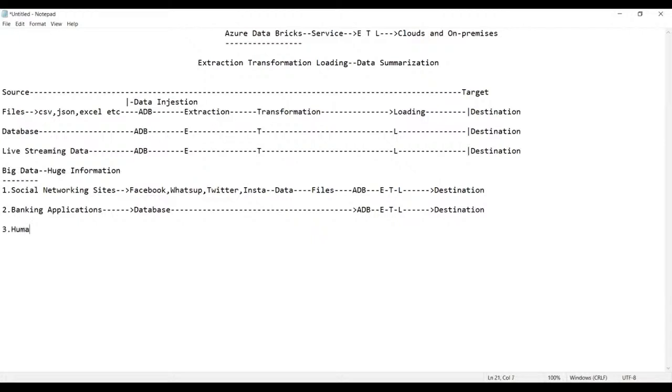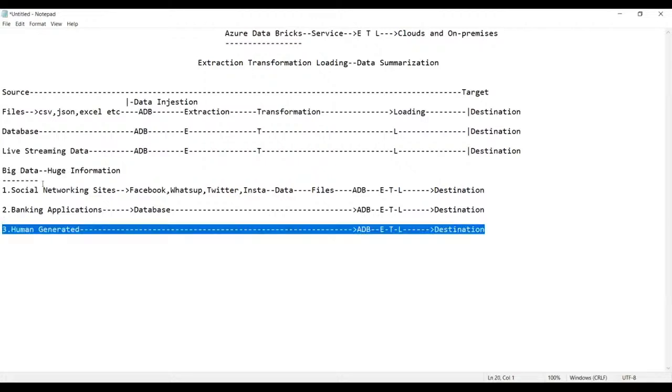Likewise, you can also get the data from human generated data. Human generated means the data which is generated by you and me. Same process: human generated data will be accessed into the ADB, and using the ADB we perform the job of extraction, transformation, and loading. Ultimately, finally we load the data towards a destination.